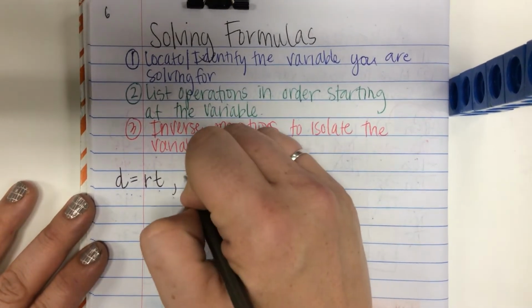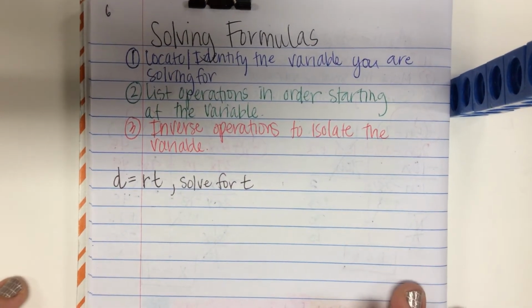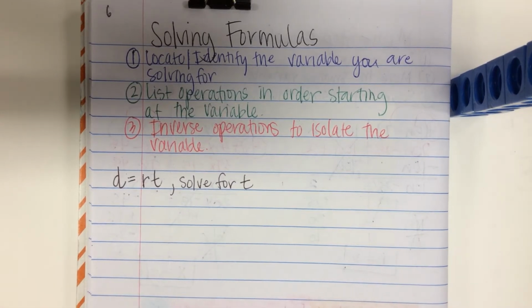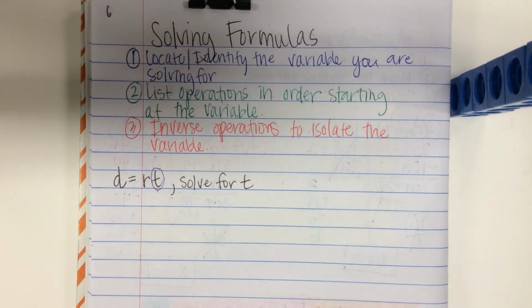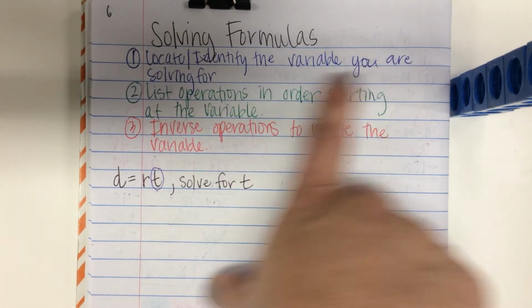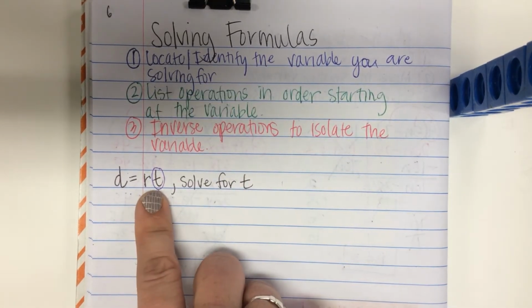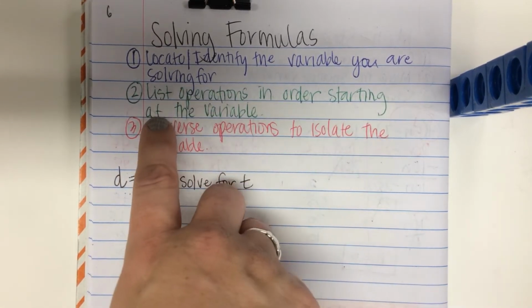And in this, we're going to solve for t. So what I like to do is identify the variable. I'm solving for t. I circled it. If you want to highlight it, you can highlight it. Step number 1, locate and identify the variable you are solving for. Did it. Step number 2, list the operations in order, starting at the variable.